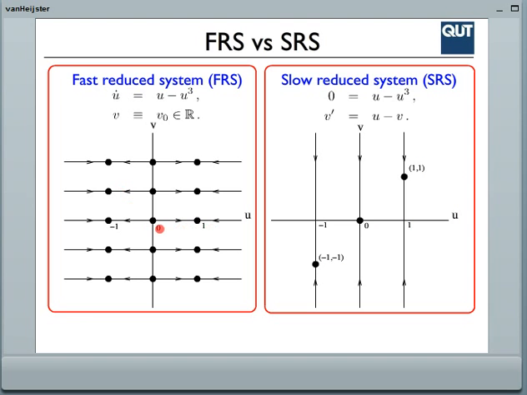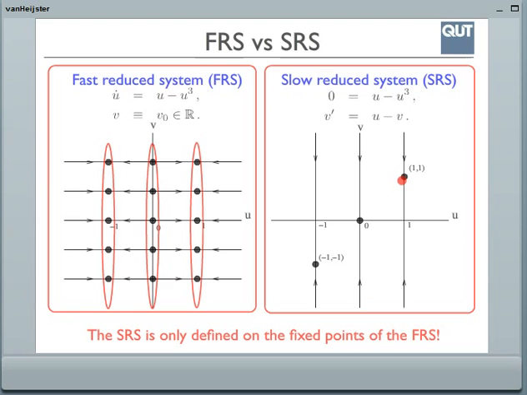In the slow reduced system, you see we have an algebraic constraint, so you can only be minus 1, 0, plus 1. The fixed points are exactly minus 1, 0 is subtracting, 0, 0 is subtracting, and 1, 1.